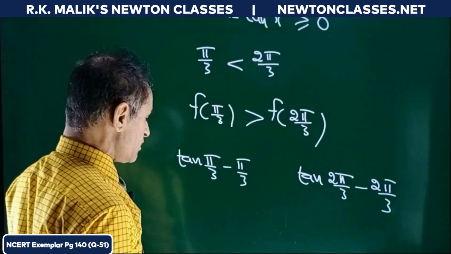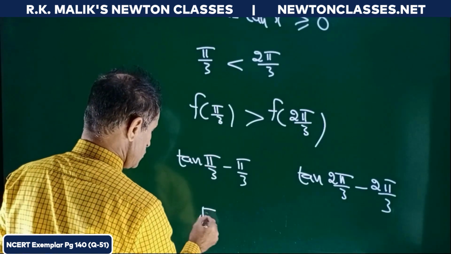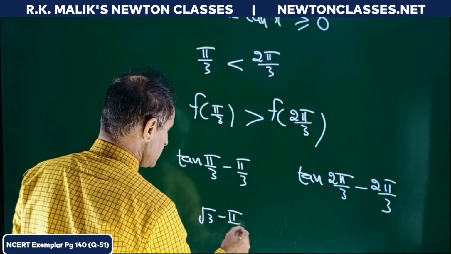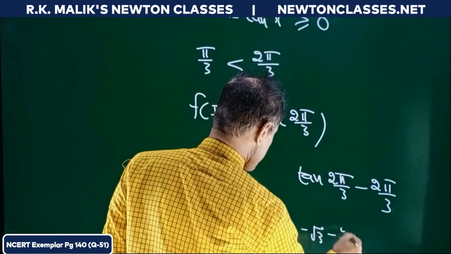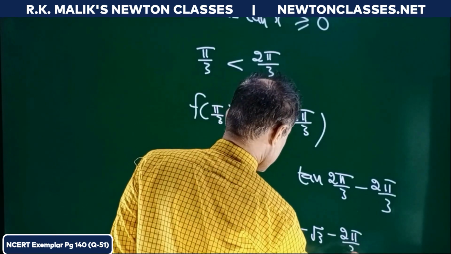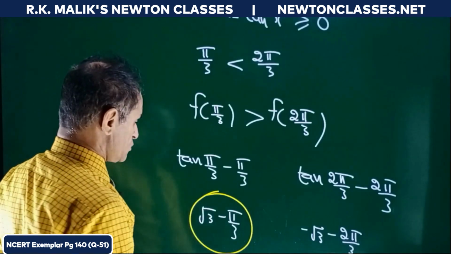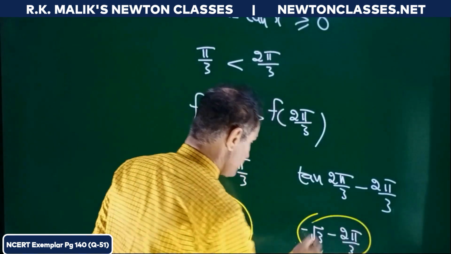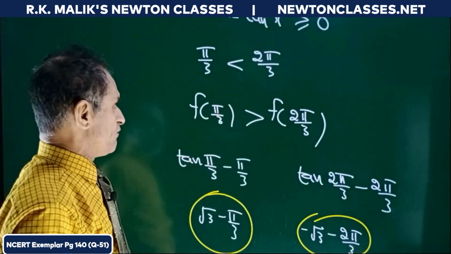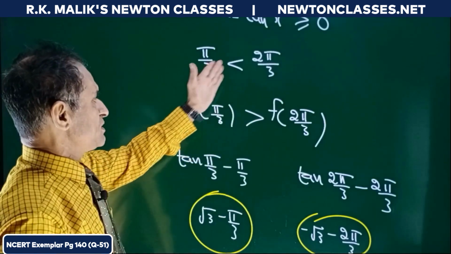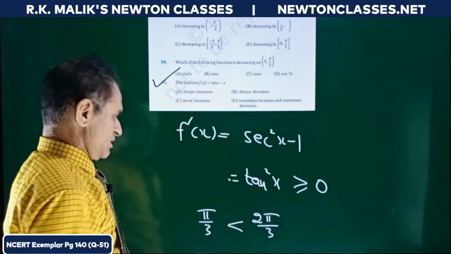clearly this is bigger because the value of tan pi by 3 is root 3 minus pi by 3, and this is minus root 3 minus 2 pi by 3. You can see very easily this is a positive number and this is a negative number. Hence f(pi by 3) is greater than f(2 pi by 3), but pi by 3 is less than 2 pi by 3. Hence we can't say that the function is always increasing.